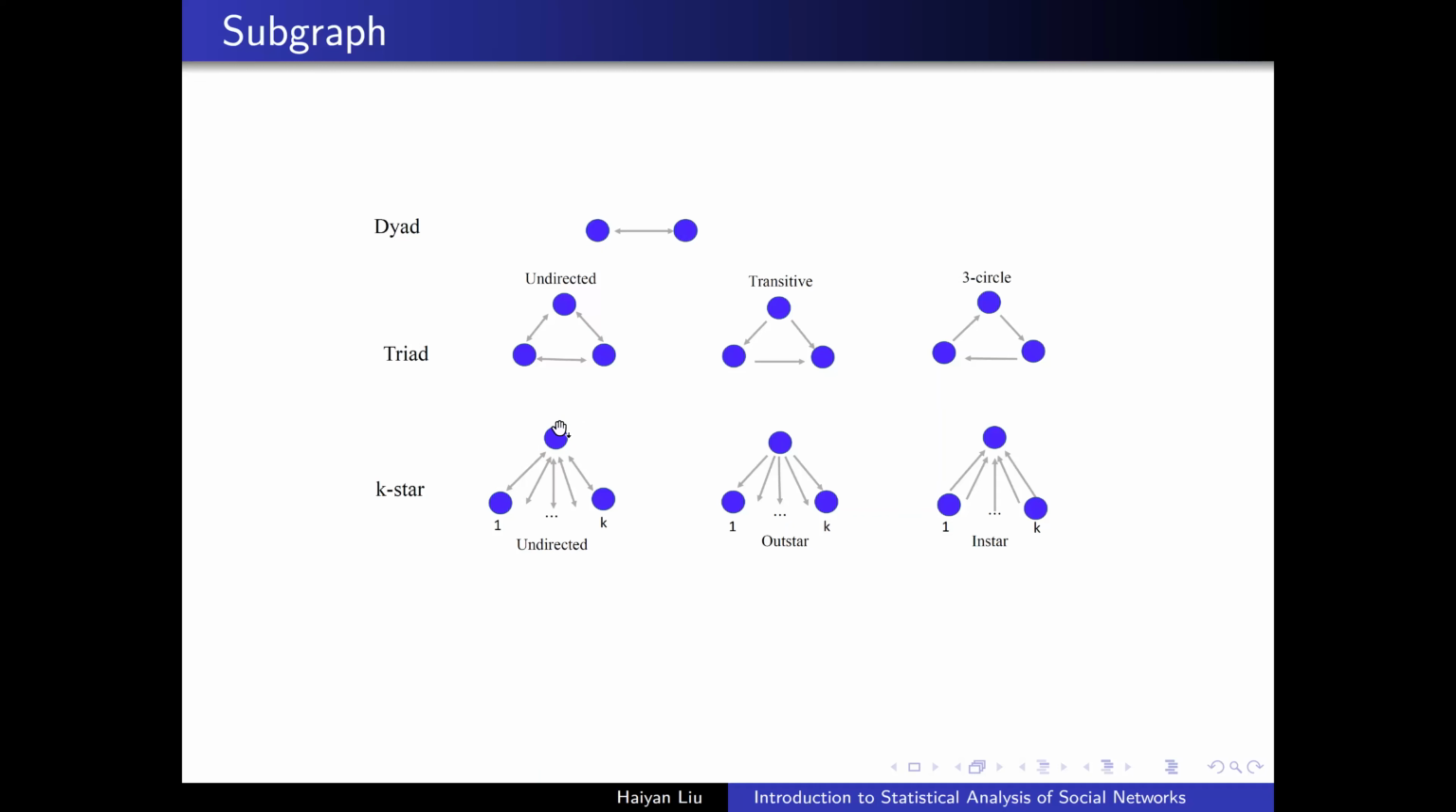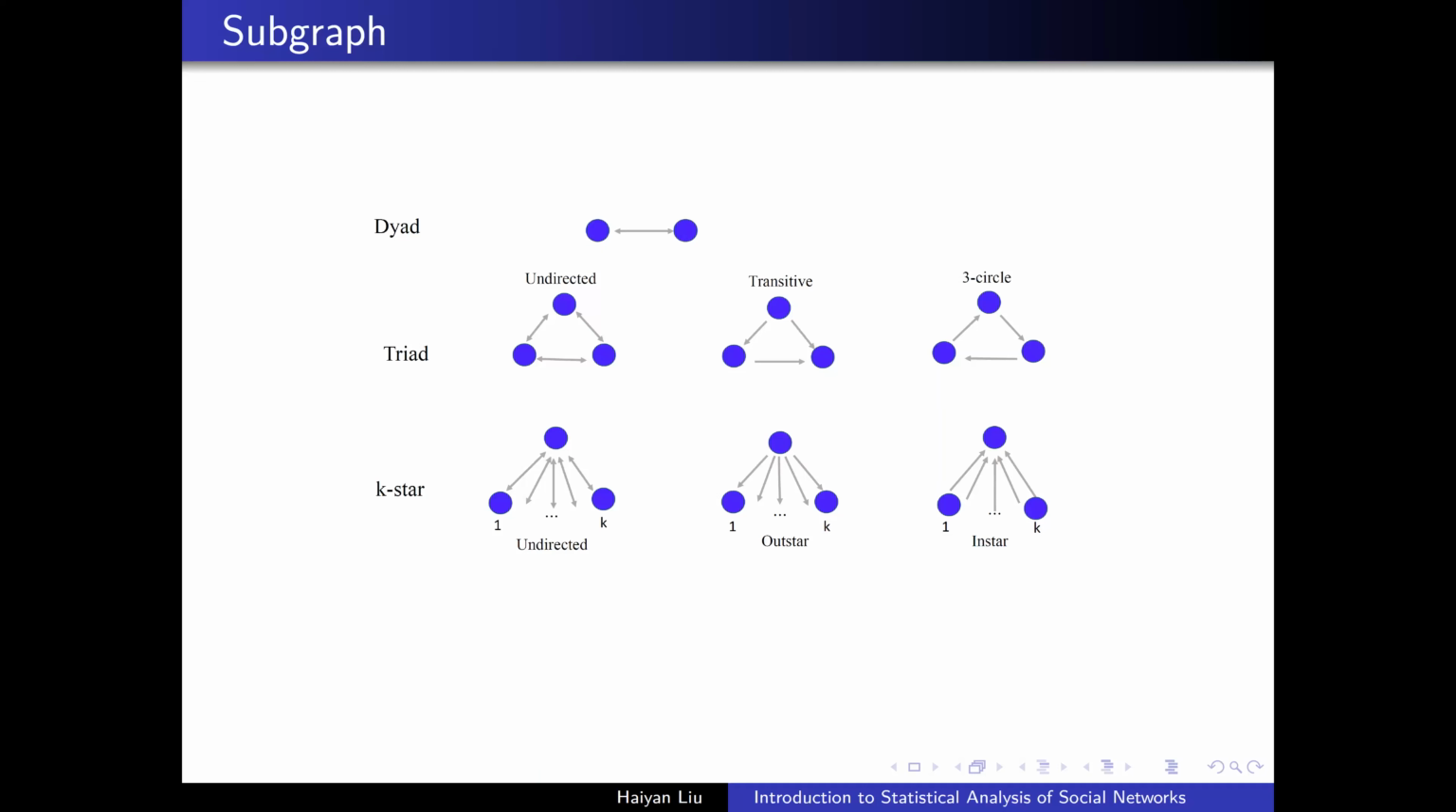Now, in a directed network, the direction of the connection could start from the node we are interested in and then go outside to other nodes. So therefore, we have an out-star. We could also have an in-star, where all the relations go to the common node. So therefore, we could have different types of K-star. Those are just a few examples of subgraphs that are of interest to researchers.